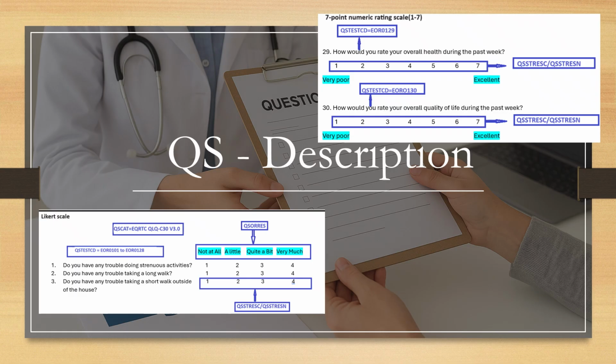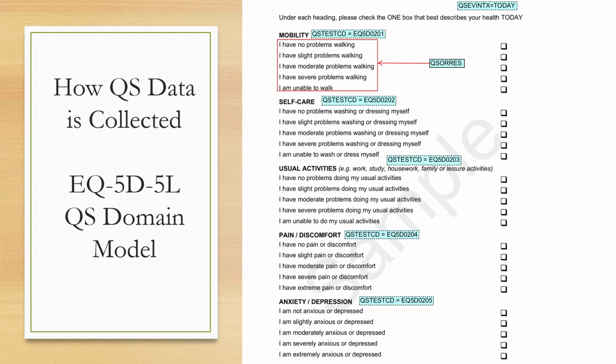The structure of this domain is one record per questionnaire, per question, per time point, per visit, per subject. And the topic variable for this domain is the QSTESTCD. Let's understand how the QS data is collected. For this purpose, we are taking the example of the EQ5D5L questionnaire form.